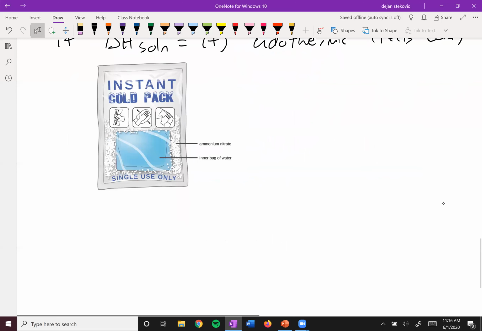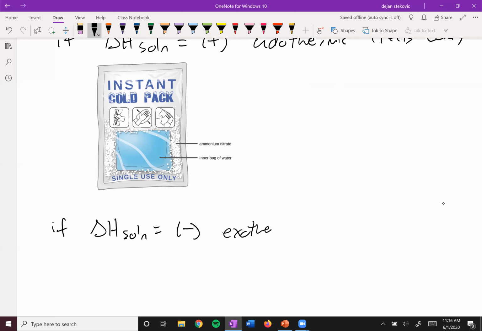And then obviously, if you have this delta H of solution being negative, then it's going to be exothermic, and it's going to feel hot. And so most solutes dissolving will actually feel hot. If you dissolve a bunch of salt in some water, you probably won't be able to sense it with your hand, but it is actually getting a bit hotter.